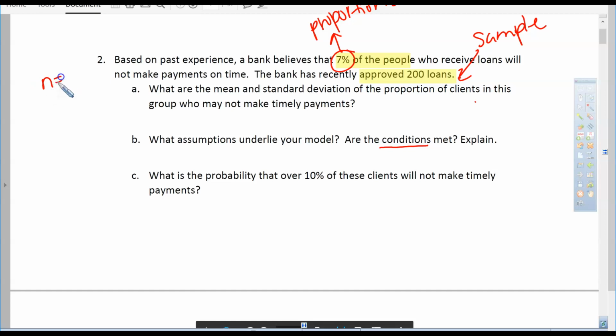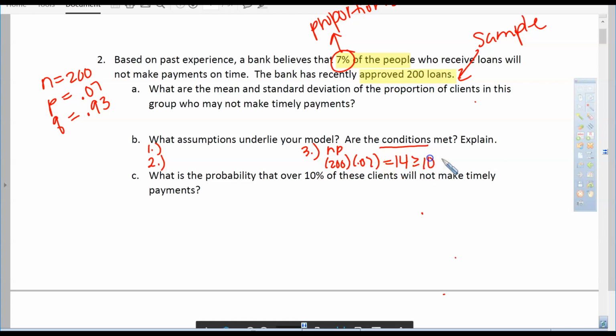So your n in this example ends up being 200. My p is the population proportion. 7% of people don't make payments on time, so that's going to be 0.07, and then my q is going to be 1 minus that, so my q is going to be 0.93. So if I check my third condition, again, I'm just not writing 1 and 2, but you should write 1 and 2. And then my third condition, I'm going to check n times p, which is 200 times 0.07, and that should give you about 14, and that's greater than or equal to 10. And then your nq, that's going to be 200 times 0.93, which ends up being about 186, which is greater than or equal to 10. So yes, the conditions were met.